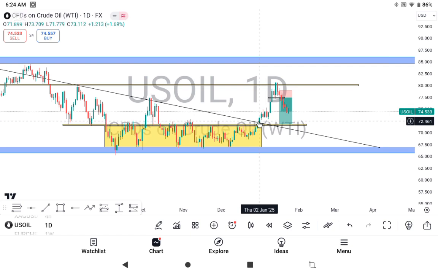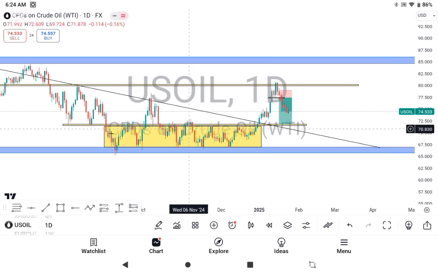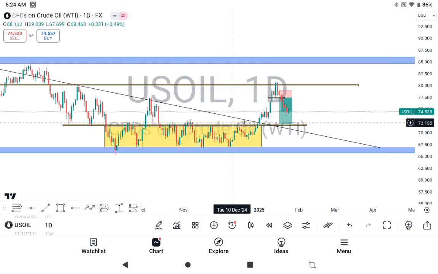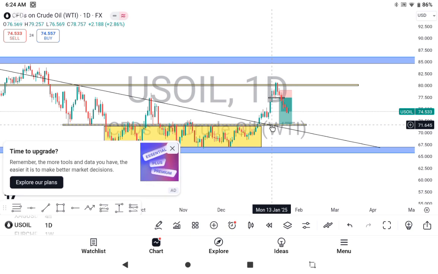Now I was expecting a pullback right here. Let this previous level of resistance turn support properly, then US oil should keep blowing to the upside. But when it popped out, it came shy of this level, could not test that level properly for previous resistance to turn support. It came shy right here and continued to fire up to the upside.